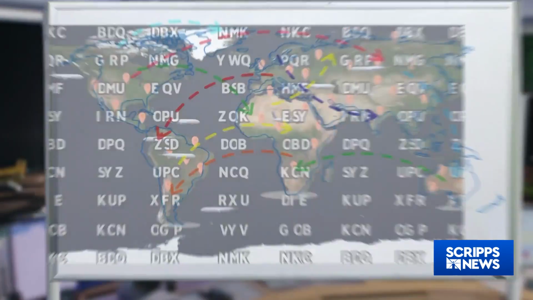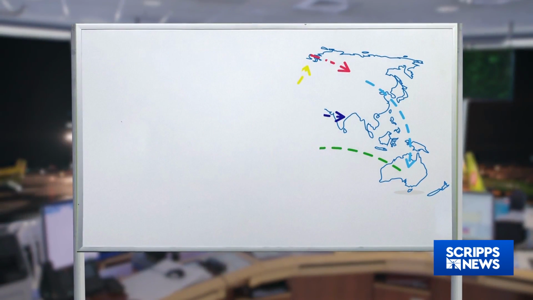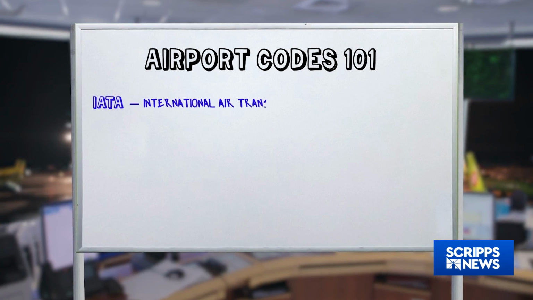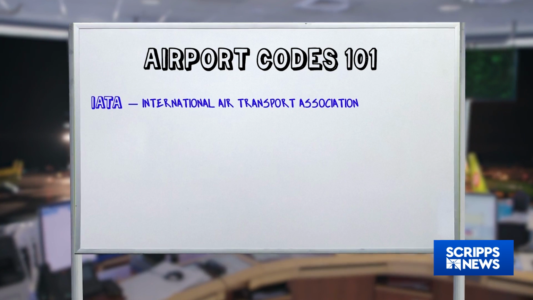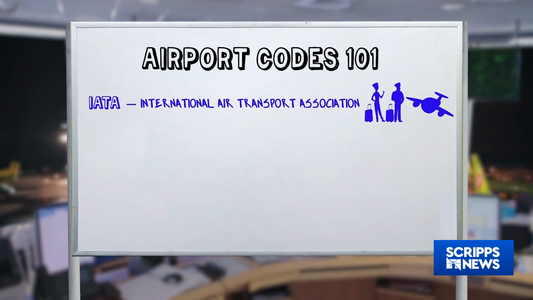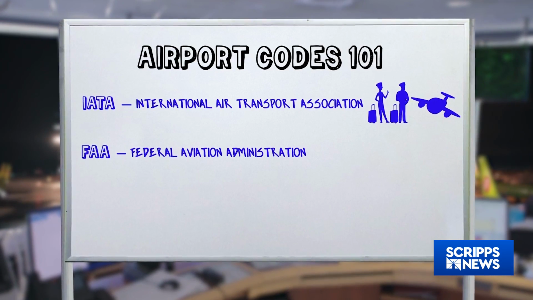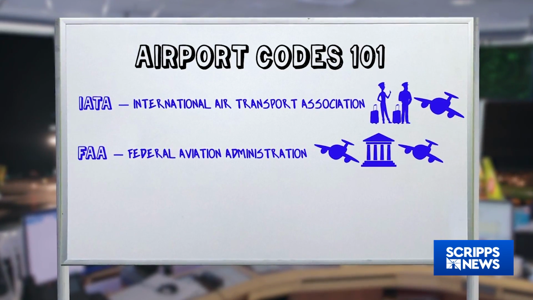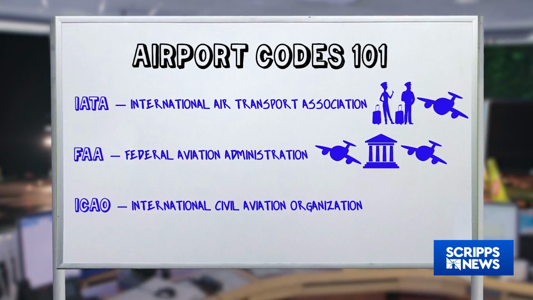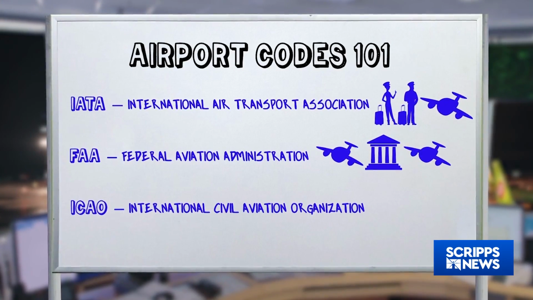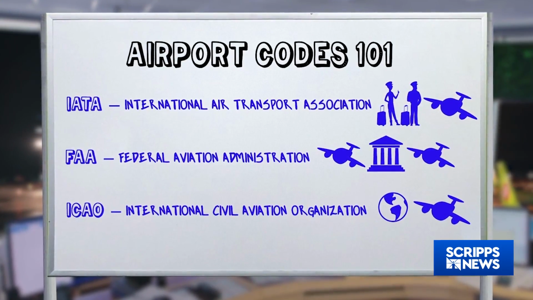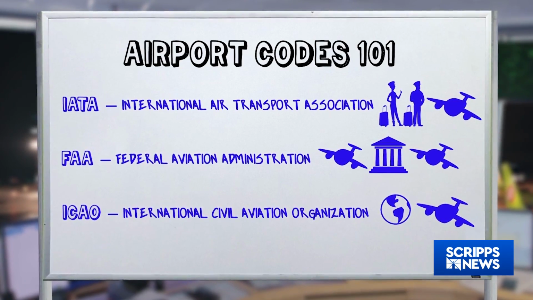To understand how airports get their abbreviations, we need to know some other abbreviations first. IATA, or the International Air Transport Association, is a trade association for airlines. The FAA is the Federal Aviation Administration and governs aviation in the U.S. And the ICAO is the International Civil Aviation Organization. It's part of the United Nations and focuses on aviation regulations.